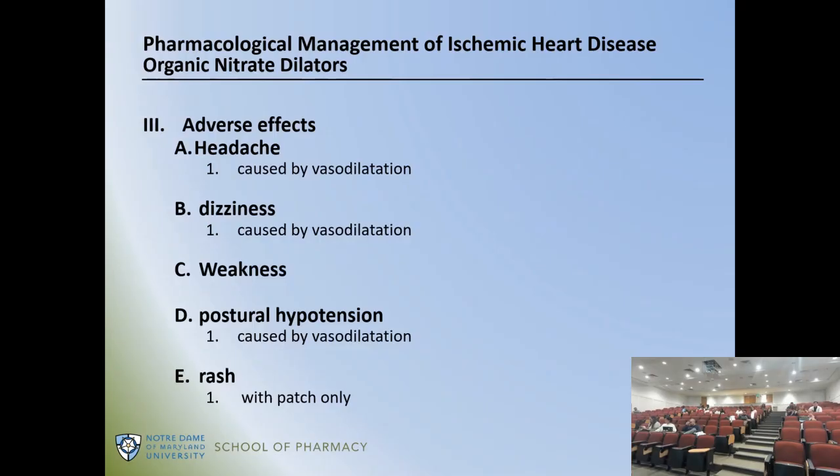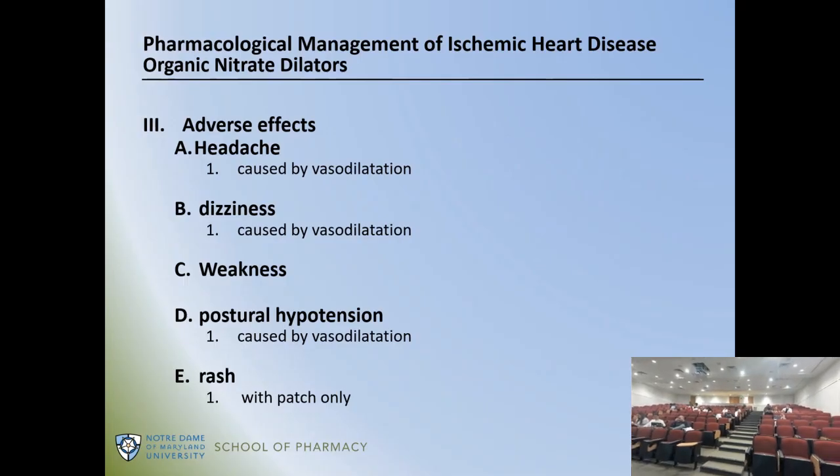Adverse effects of your nitrates. We have vasodilation caused by dilation of those meningeal blood vessels in your brain. We have headache, which is one of your adverse effects. That's caused by dilation of your meningeal blood vessels, and it also can be caused by a rapid fall in blood pressure. Okay. Dizziness caused by vasodilation. Again, that also is associated with a rapid decrease in blood pressure.